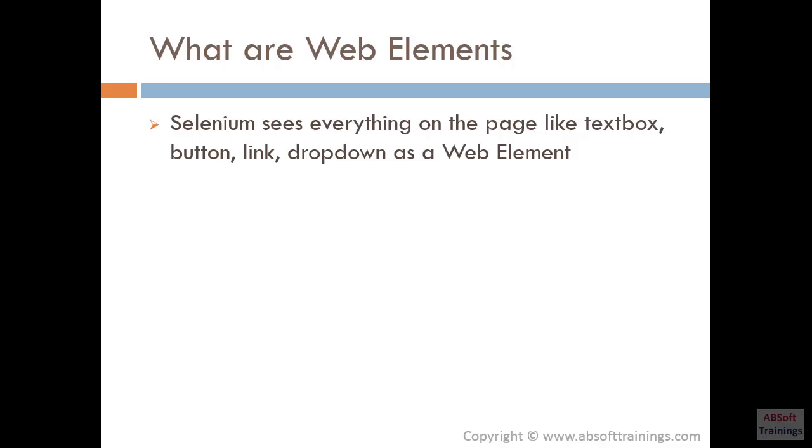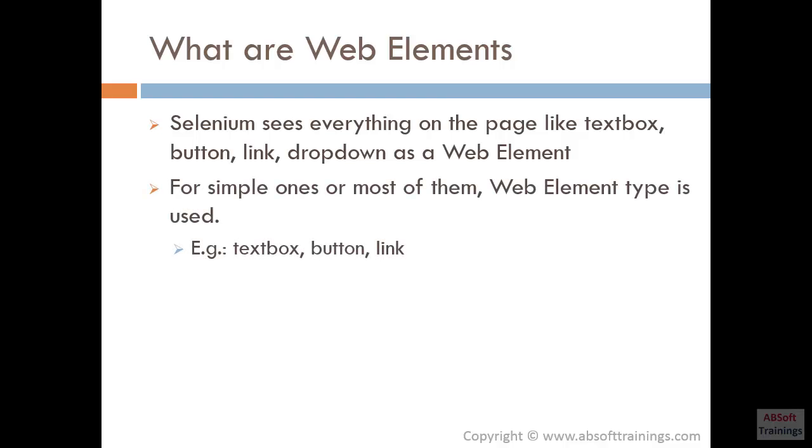For example, consider elements like text box, button, link, drop down. All these will be considered as web element. For simple ones or for most of them, web element type is used. We have a WebElement interface which is used for most of them. For example, text box, button, link, or input fields. For all of those, we have WebElement interface to deal with.